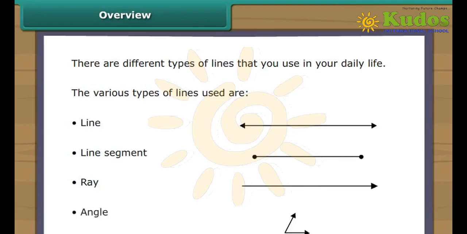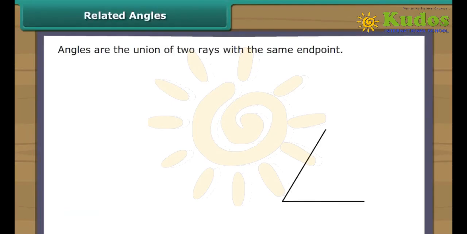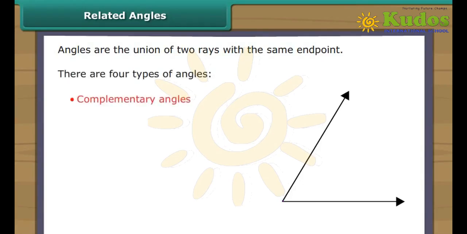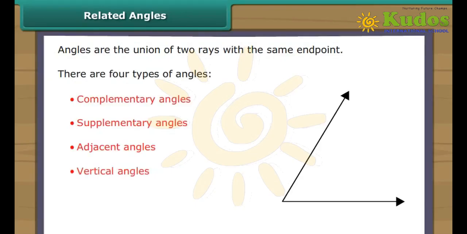Angle. An angle is created with two rays having the same starting point. The starting point is called the vertex and the rays are called sides of the angle. Related angles. An angle is defined as the union of two rays that have the same end point. The sides of the angles are the two rays, while the vertex is the common end point. There are four types of angles. They are complementary angles, supplementary angles, adjacent angles and vertical angles.